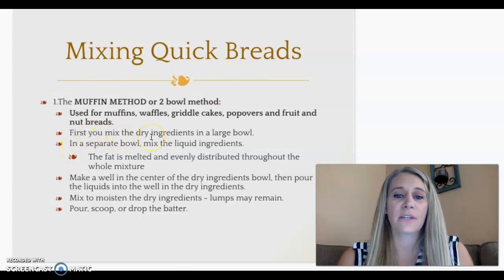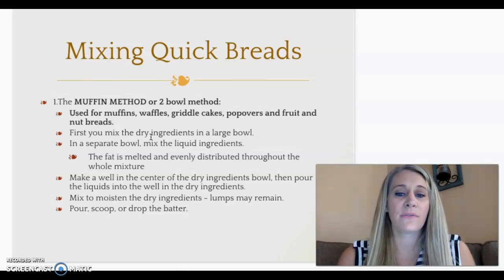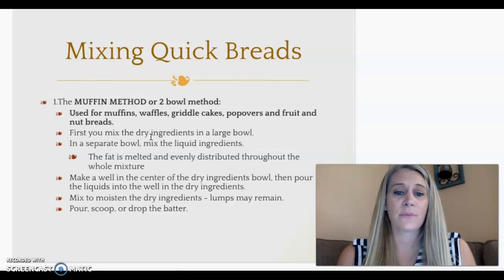First, you mix the dry ingredients in a large bowl. In a separate bowl, you would mix the liquid ingredients, hence where you get the two-bowl term from. The fat is melted and evenly distributed throughout the whole mixture. You would make a well in the center of the dry ingredients bowl and pour the liquids into the well in the dry ingredients. You would mix to moisten the dry ingredients. Lumps may remain. Do not overmix them. You would then pour, scoop, or drop the batter into the desired baking equipment.